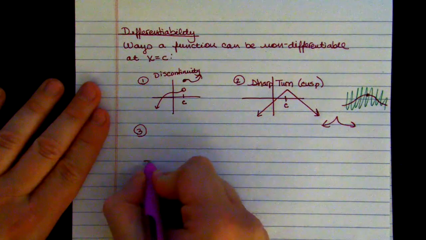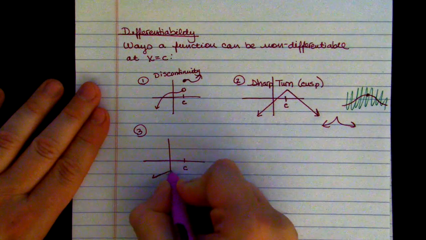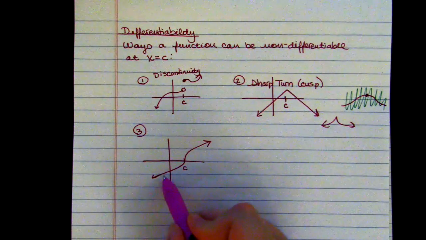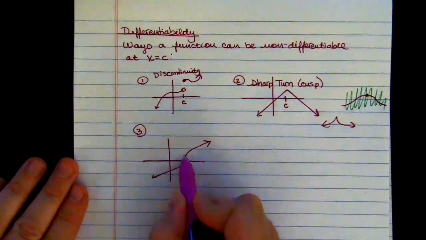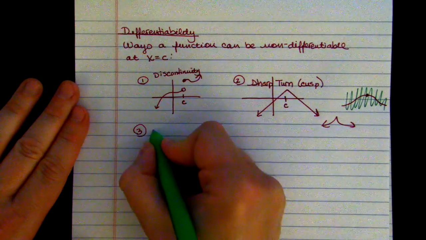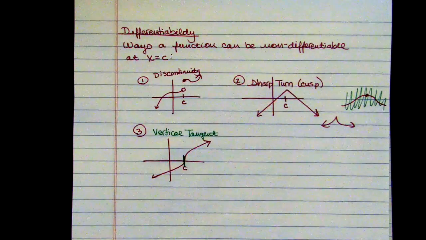Third way. What if I have something that looks kind of like that? Perfectly continuous. I don't have a sharp turn. It's very smooth over there. But what's going on with a tangent line at x equals c? Maybe this wasn't the absolute best drawing, but I think my tangent line is vertical. I have a vertical tangent. The point is, go back to algebra 1 for a minute. What's the slope of a vertical line? Yeah, undefined. If a tangent line is vertical, that means its slope is undefined, which means its derivative is going to be undefined.